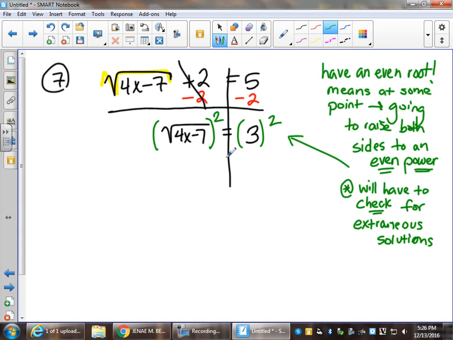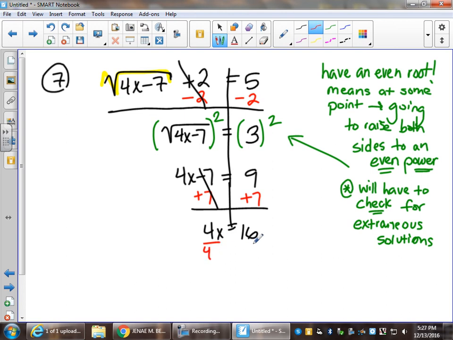Raising both sides to the second power, the square root and the square cancel, and I have 4x minus 7 equals 3 squared is 9. We're going to add 7 to both sides. Now we're down to a two-step equation, right? Let's just finish solving here. 4x equals 16. Divide by 4. And we get x equals 4. But we're not done because we have to check.